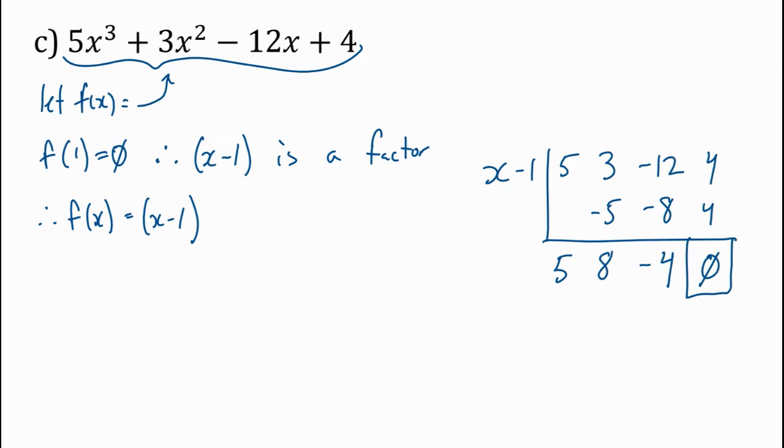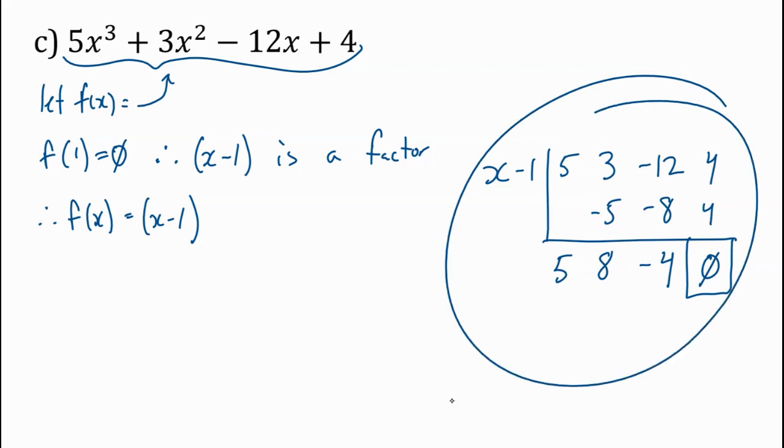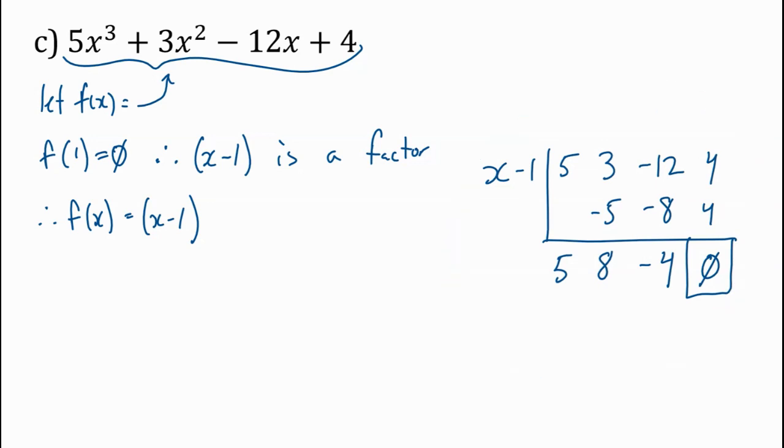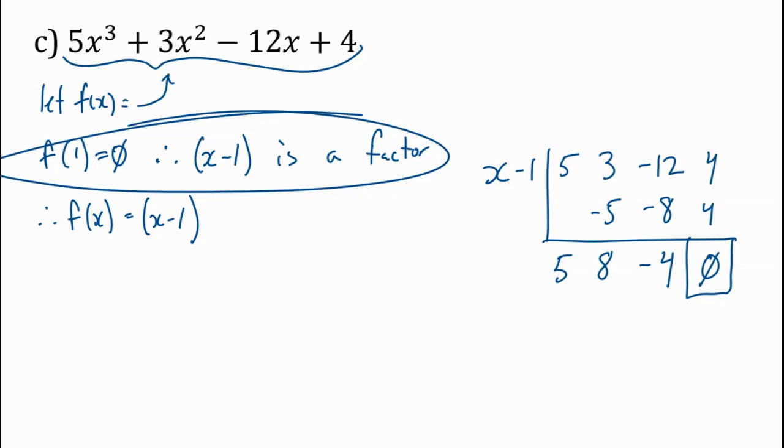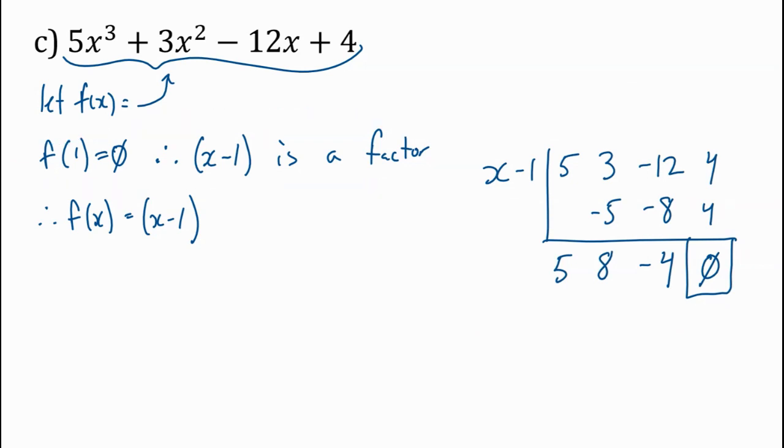What does the 0 represent? No remainder, which is what we want because it's supposed to be a factor. That's the whole point. That means x minus 1 is a factor. If you got anything other than 0, you made a mistake in the synthetic division or in finding that factor. The factor you found wasn't actually a factor, right?